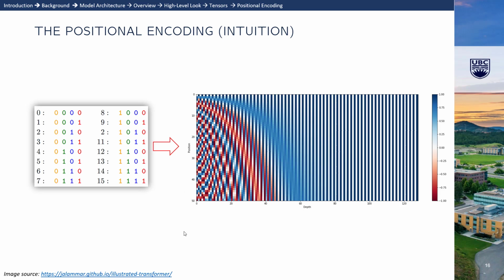The intuition behind positional encoding is quite simple. Suppose we want to represent a number in a binary format. The figure on the left-hand side shows how we can do that. Here we can spot the rate of change between different bits. The least significant bit is alternating on every number. The second least significant bit is alternating every two numbers, and so on and so forth.